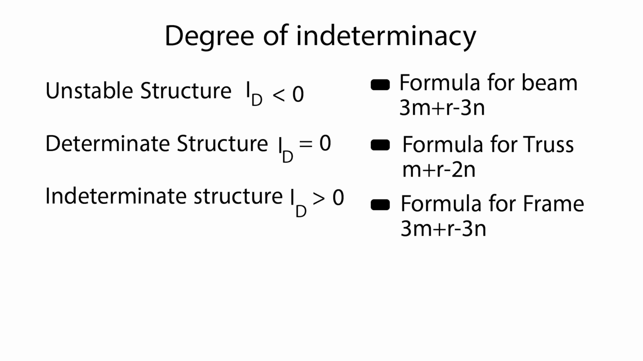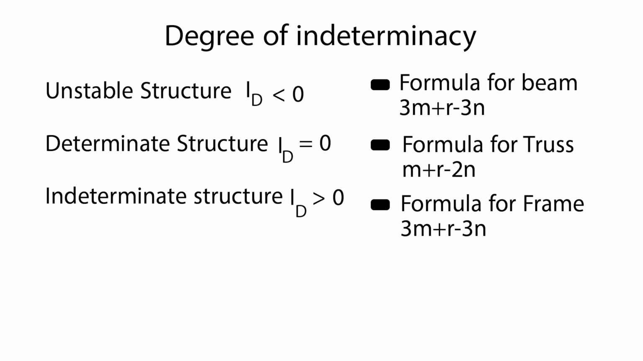To calculate the degree of indeterminacy in trusses, the formula used is m plus r minus 2n, where m is the number of members, r is the number of reactions, and n is the number of nodes. The conditions for unstable truss, determinate truss, and indeterminate truss are the same as for beams.